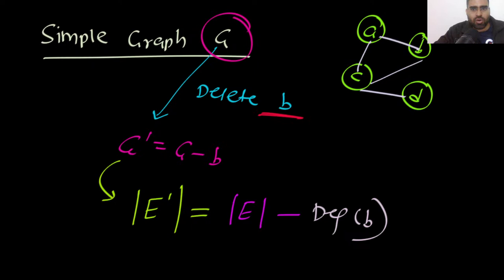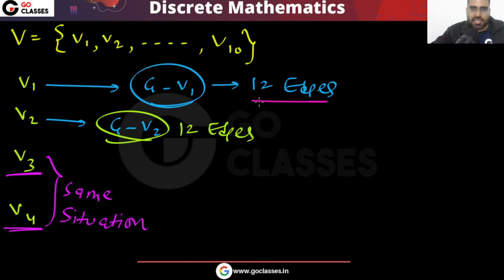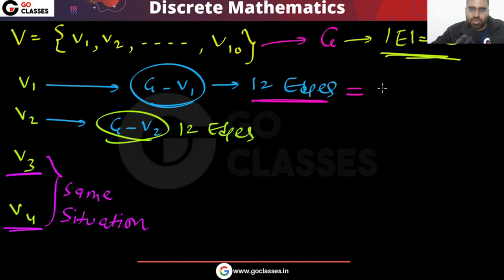So are you understanding that the new number of edges will be equal to the old number of edges minus the degree of B? Correct? So finally, I can say that these 12 edges are equal to the original number of edges in the graph G. This was your original graph. Let's assume the number of edges was E. So this 12 is equal to E minus degree of V1. Yes or no? E minus degree of V1.